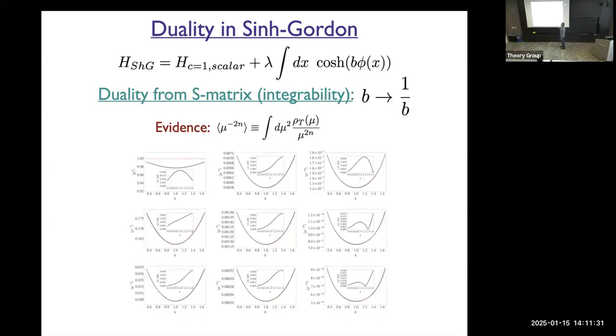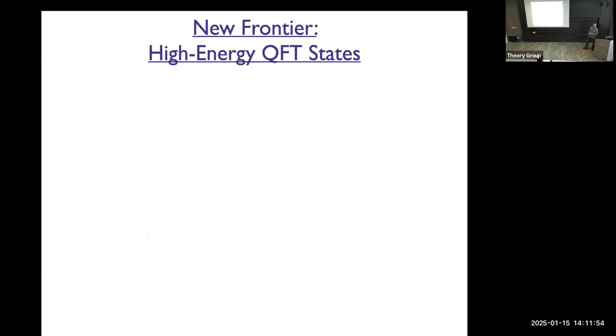And also, in particular, you can't even see it, but there's a red curve and a black curve. The red curve is our data, the black curve is the result from integrability. Therefore, we see that across the board, all these moments seem to be symmetric, indicating that indeed this theory is self-dual. So this is the first time that I think there's direct evidence that this is self-dual. Anyway, so that was just fun.